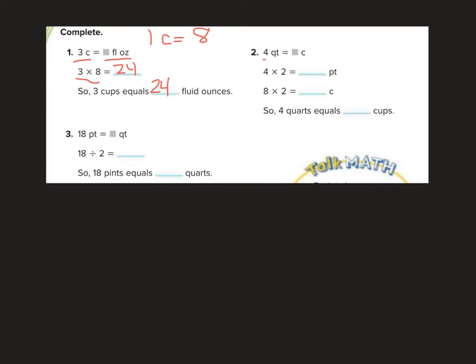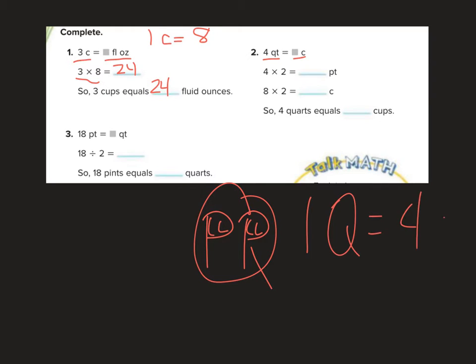Okay, 4 quarts equals how many cups? So within a quart, we had 2 pints and 2 cups in each one. So 1 quart equals 4 cups, right? So how many cups are in 4 quarts? I need to multiply 4 times 4, because I have 4 quarts. So it would be 16 cups.